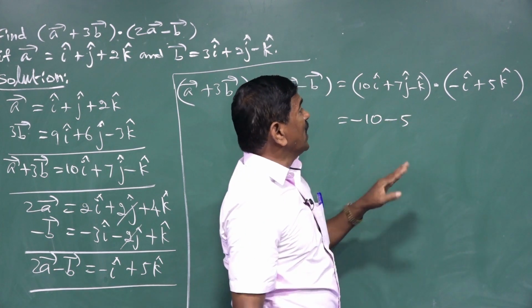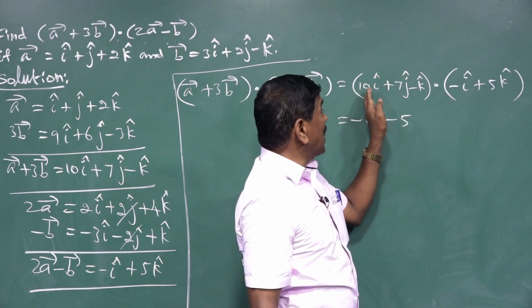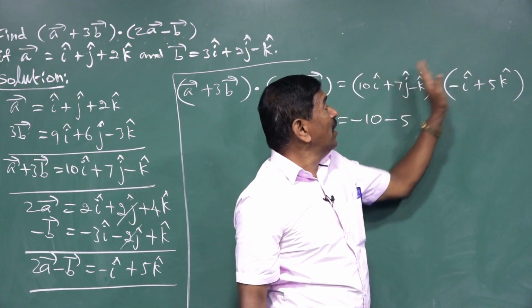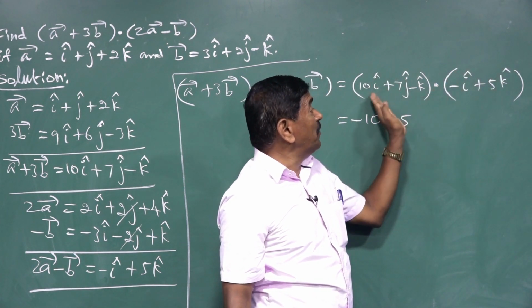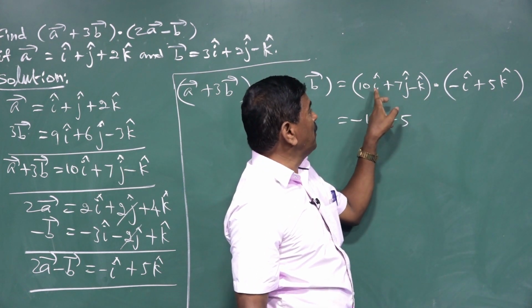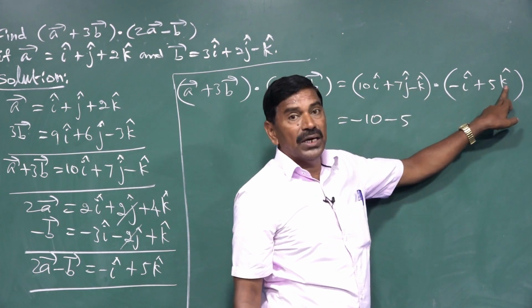Next, what about the remaining? I cap is going to multiply with all the elements in the second bracket, and the dot product of different unit vectors is 0. So that is why, for example, I cap dot K cap is equal to 0.